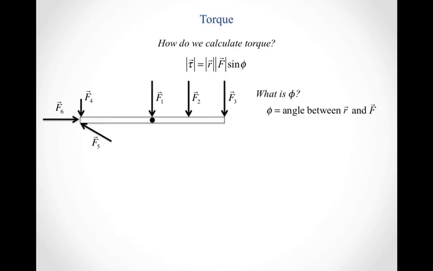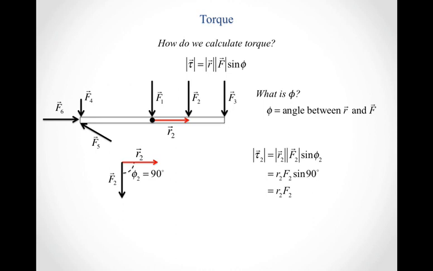Well, what's phi? Phi is the angle between the position vector and the force vector. So to determine phi, we're going to draw in the position vector on our object, and then redraw the position vector and the force vector from the same origin, which makes it easy to see what the angle phi is. So if I draw in r2 and F2, because I'm trying to calculate the torque generated by force 2 about this particular pivot point, I see that the angle they make is 90 degrees. So this angle that I've labeled phi 2 here is a 90-degree angle.